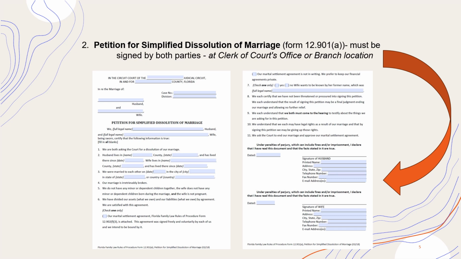Follow the instructions that come with the petition form 12.901(a). Your clerk of court may require this form to be signed by both you and your spouse in their office.